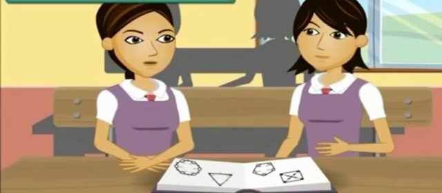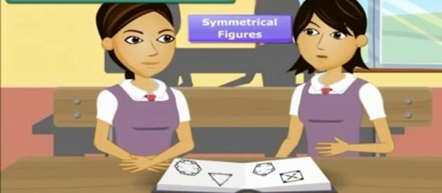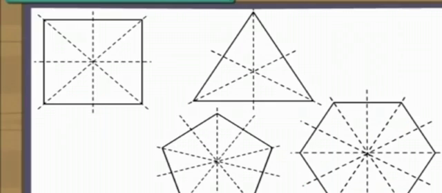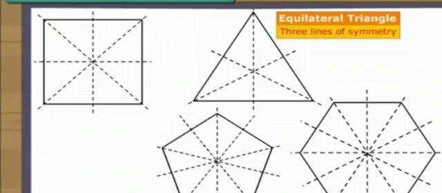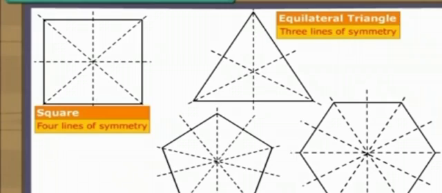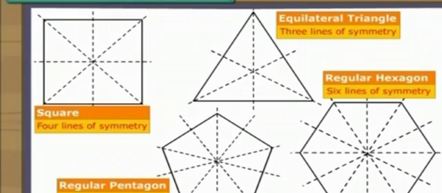Are the regular polygons symmetrical? Yes, the regular polygons are symmetrical figures and have many lines of symmetry. Look at these figures. An equilateral triangle has 3 lines of symmetry. A square has 4 lines of symmetry. A regular pentagon has 5 lines of symmetry. And a regular hexagon has 6 lines of symmetry. A shape has a line of symmetry when one half of it is the mirror image of the other half.